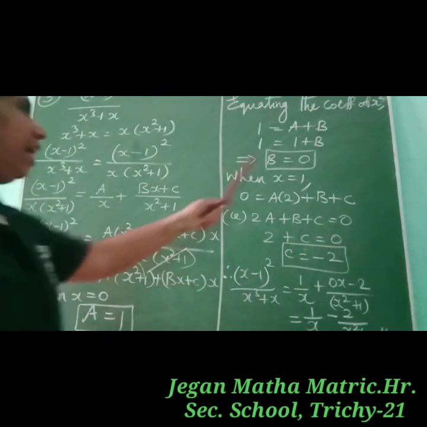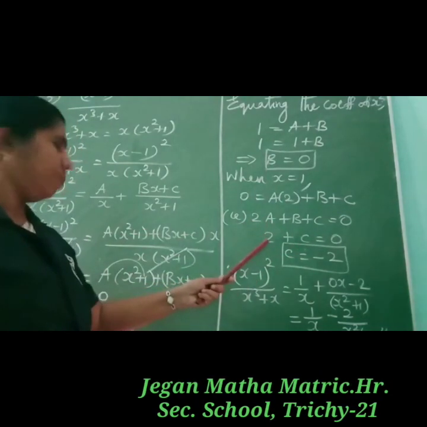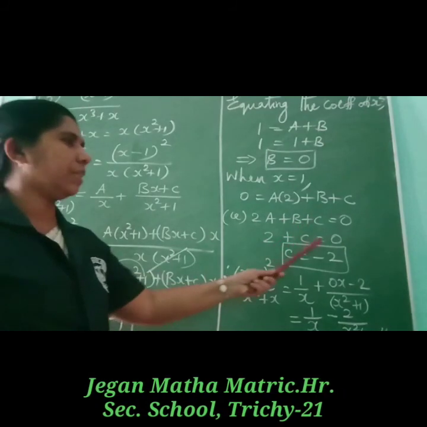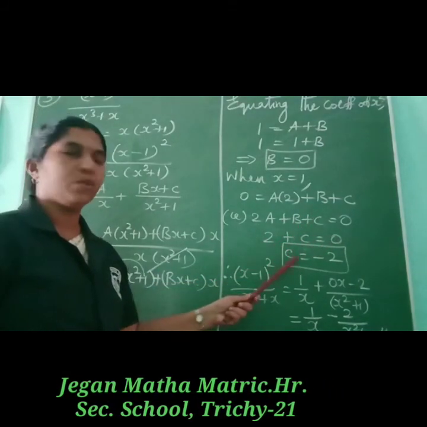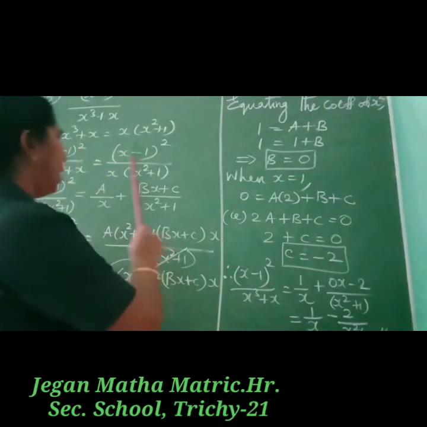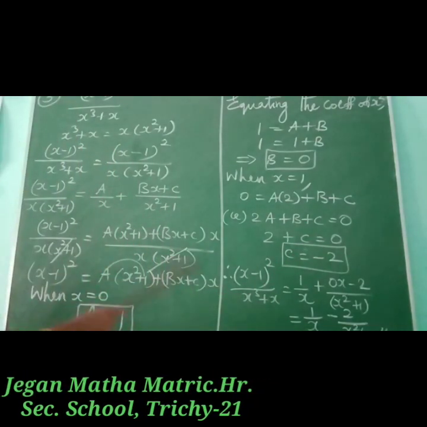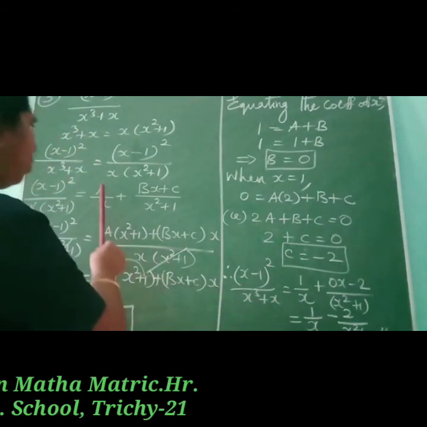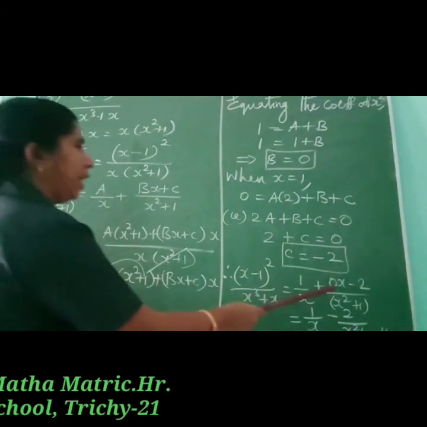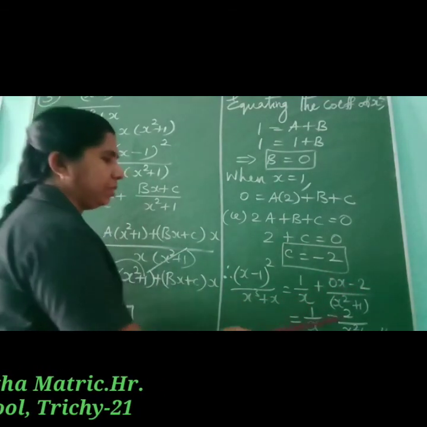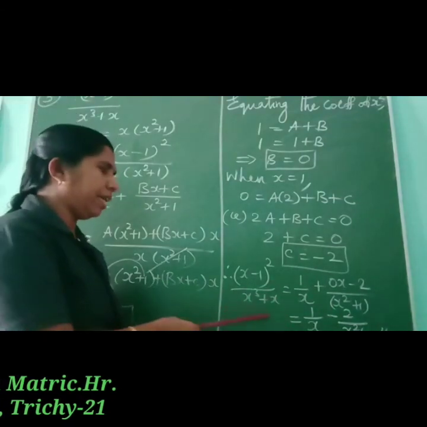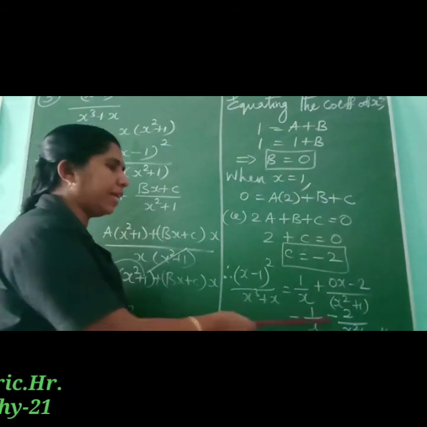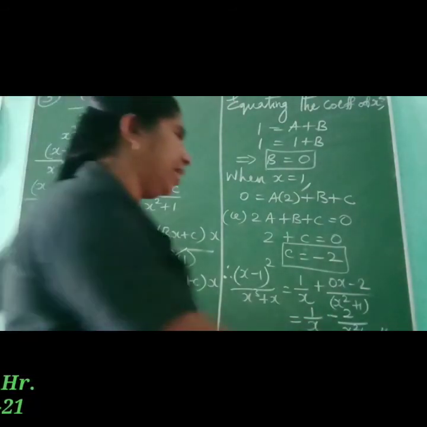Here, when we substitute the values of a and b, a is equal to 1, so 2 into 1, 2. B is equal to 0. So 2 plus c is equal to 0. There we get c is equal to minus 2. Now, replace a, b, c in the first expression. Therefore, x minus 1 the whole square divided by x cube plus x is equal to 1 by x plus 0x minus 2. 0x you can leave it. So the final answer you can write: x minus 1 the whole square divided by x cube plus x is equal to 1 by x minus 2 divided by x square plus 1.